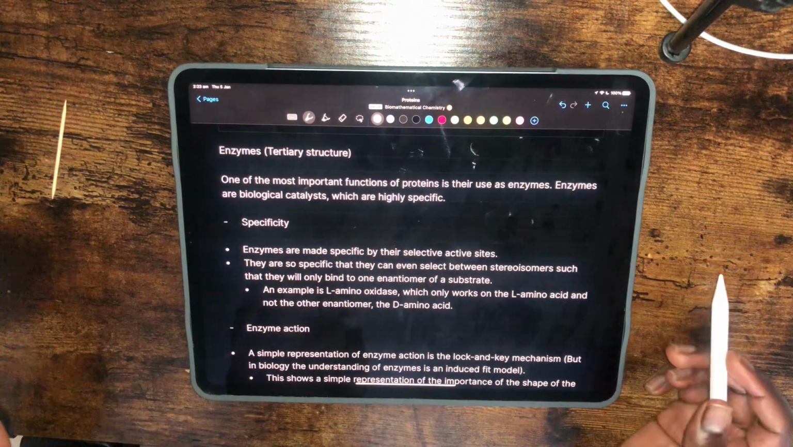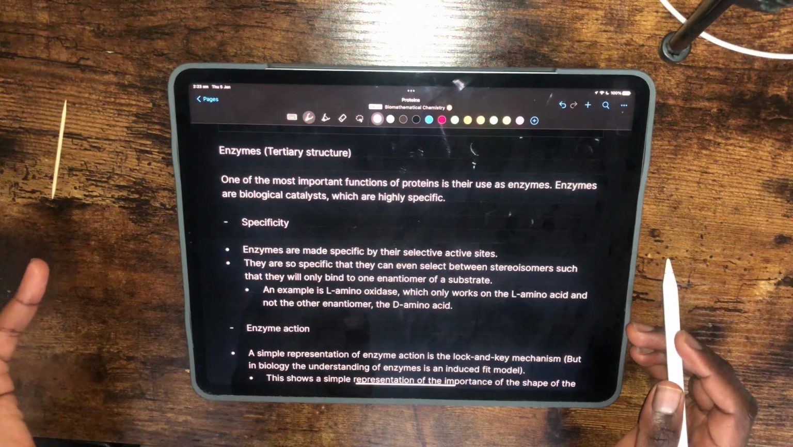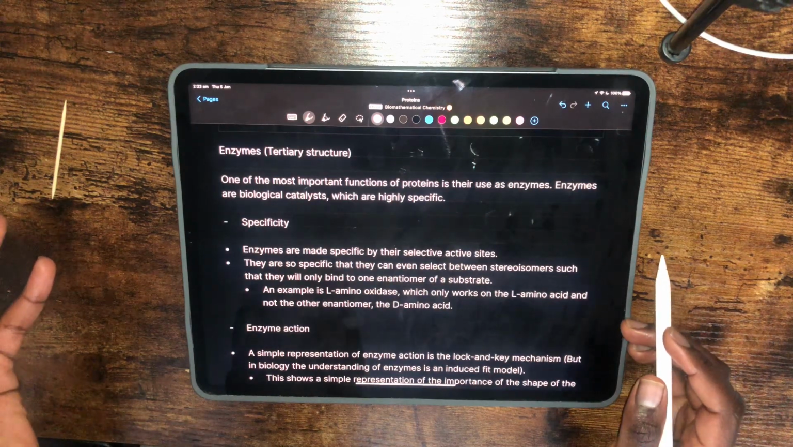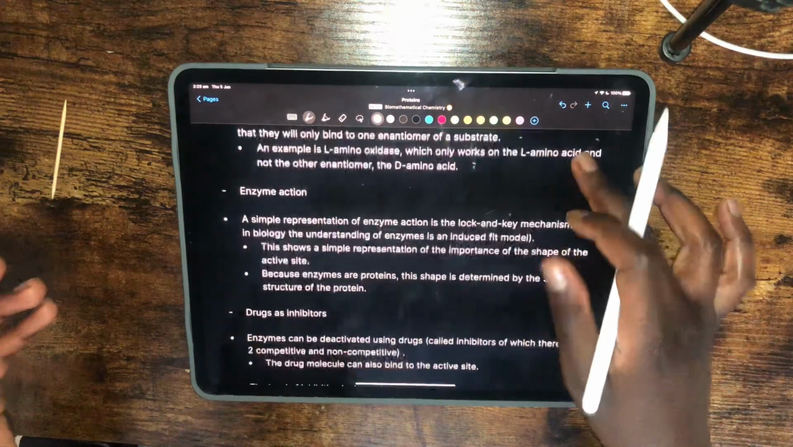For example, L-amino acid oxidase only works on the L-amino acid and not on the other enantiomer, which is the D-amino acid. Enzyme action, right?